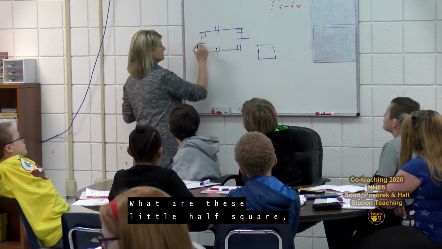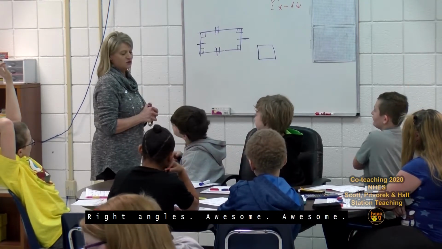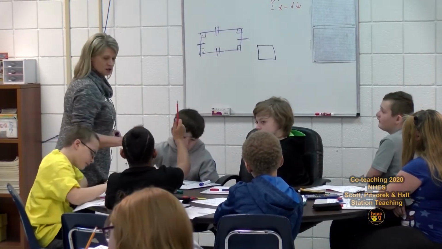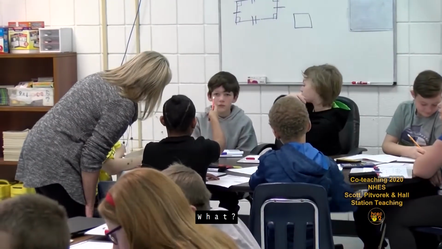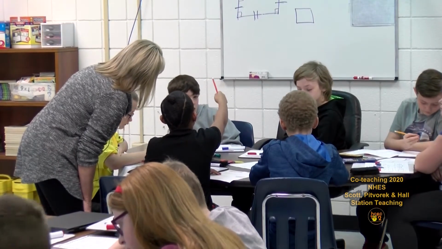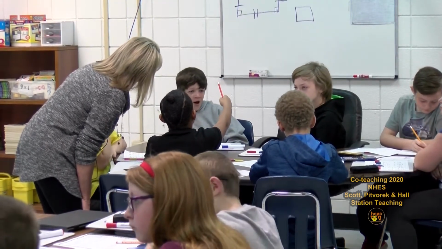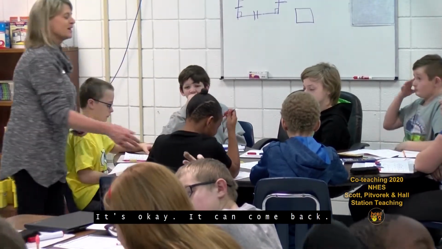What are these little half squares? What does that mean? Right angles. Awesome. When you do rectangles or draw that, and then when you do that, did you forget what you were going to say? It's okay. It can come back.